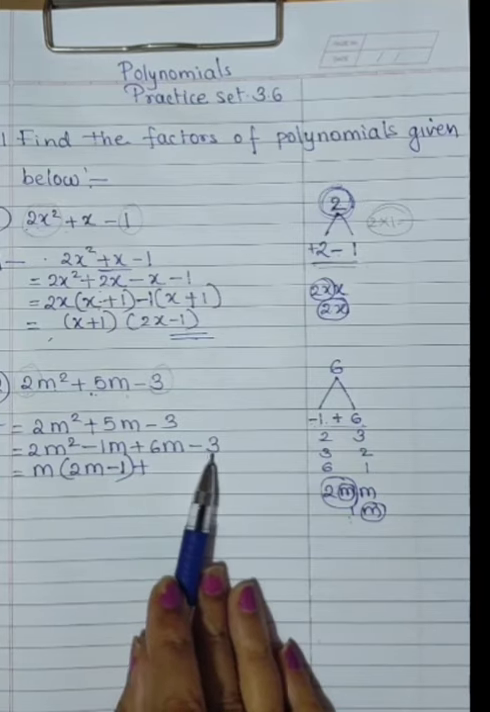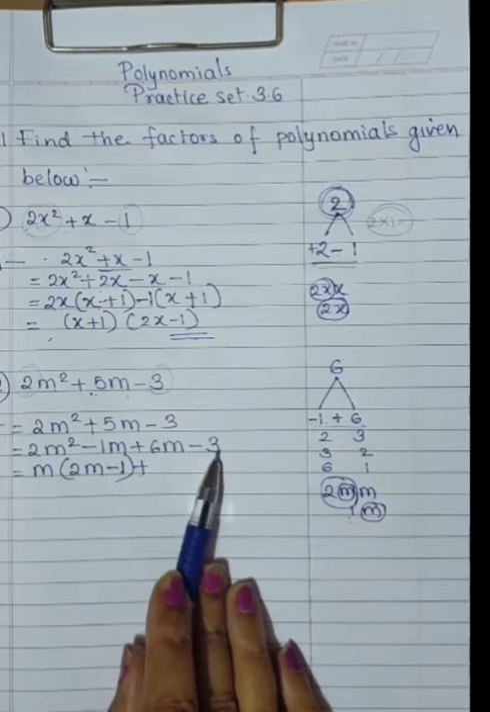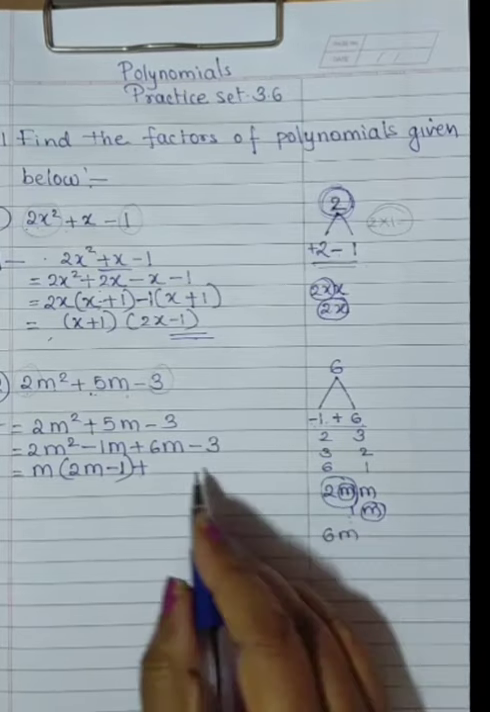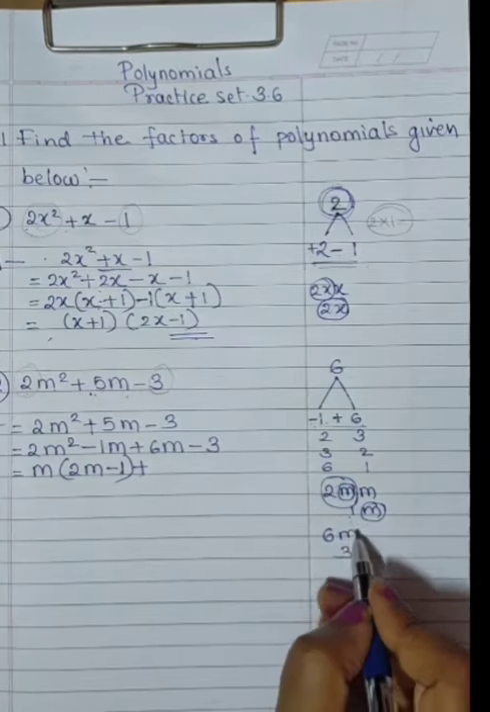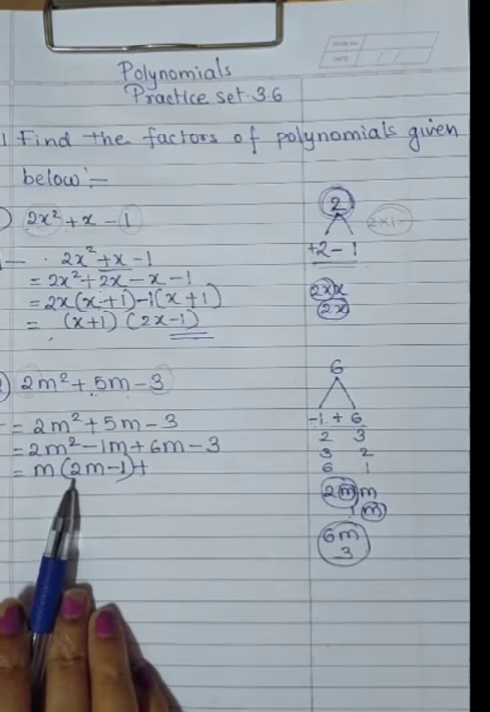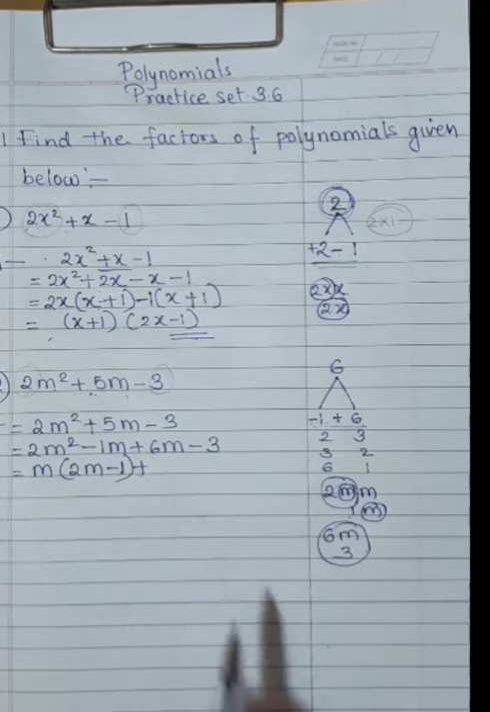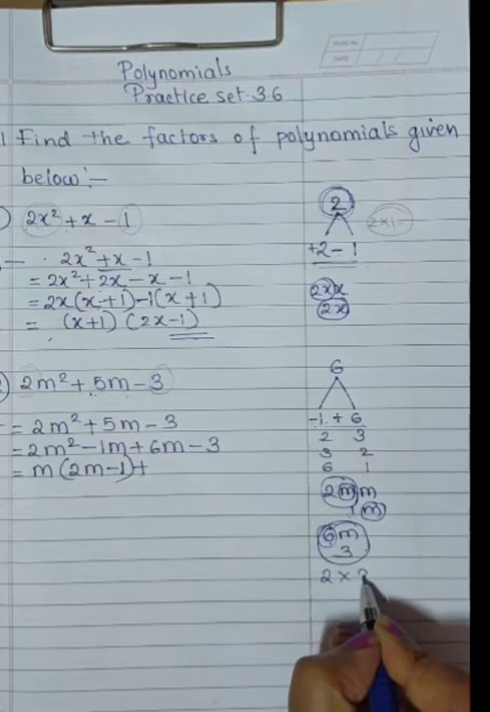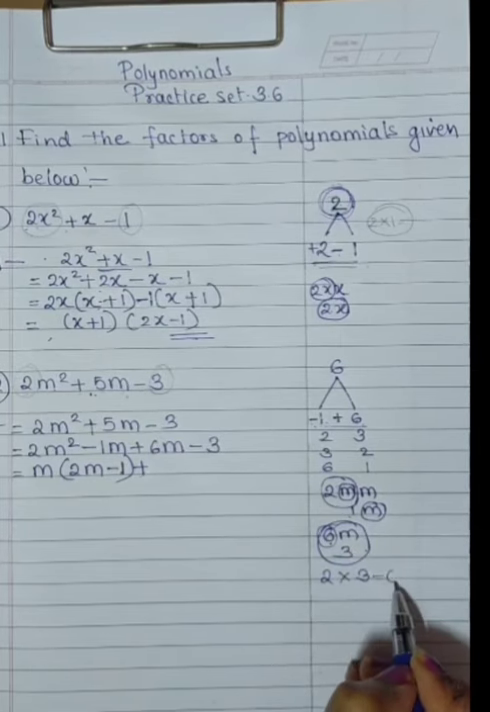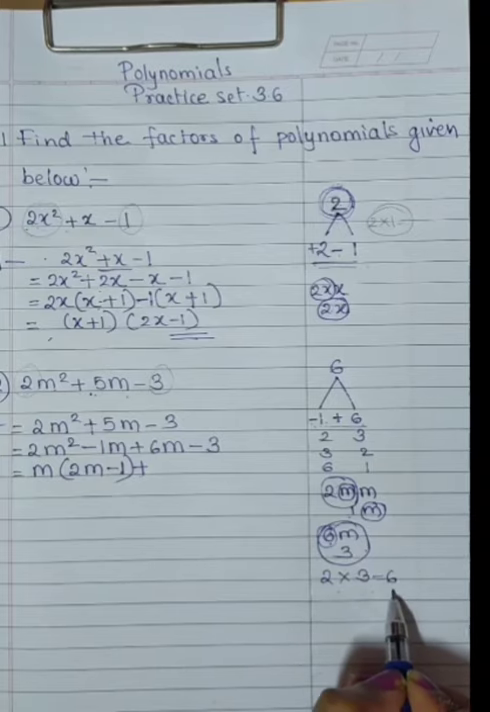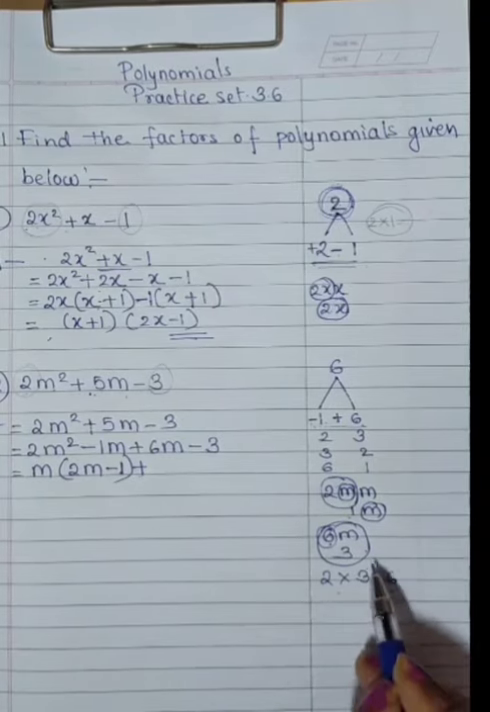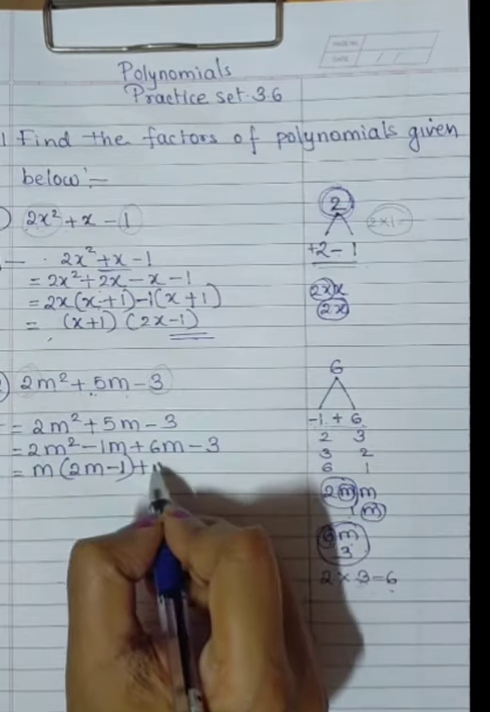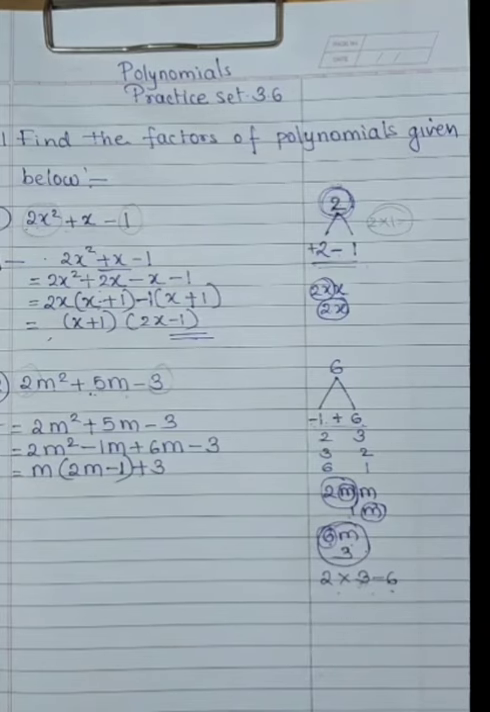Now here what we are having? We are having 6m minus 3. So 6m, and we are having 3. So we have to see the common, so that we should get 2m minus 1 again. So here 6 is there, 2 3s are 6. Now you can see 3 and 3 are both common, right? So what we will do? We will write 3 here. I hope you are understanding.